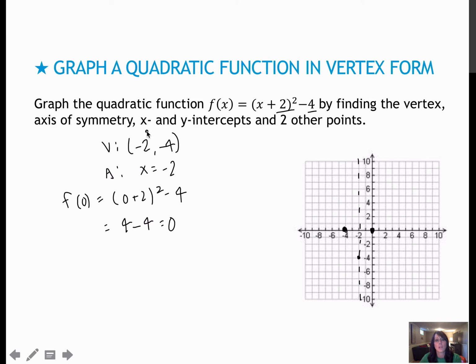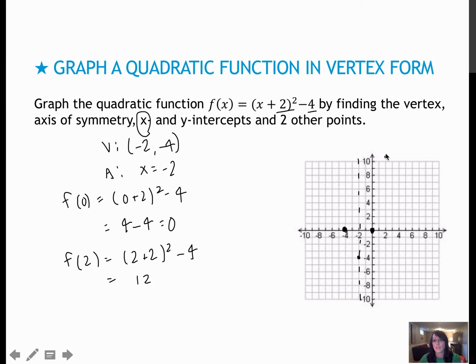This one I'm not even going to worry about the x-intercepts because I already found it, because the y-intercept and the x-intercept happen to be the same this time. So I will go ahead and plug in another value. Let's say I plug in 2. So let's find f of 2, which would be (2 plus 2) squared minus 4. 2 plus 2 is 4. 4 squared is 16. Minus 4 would give me 12.